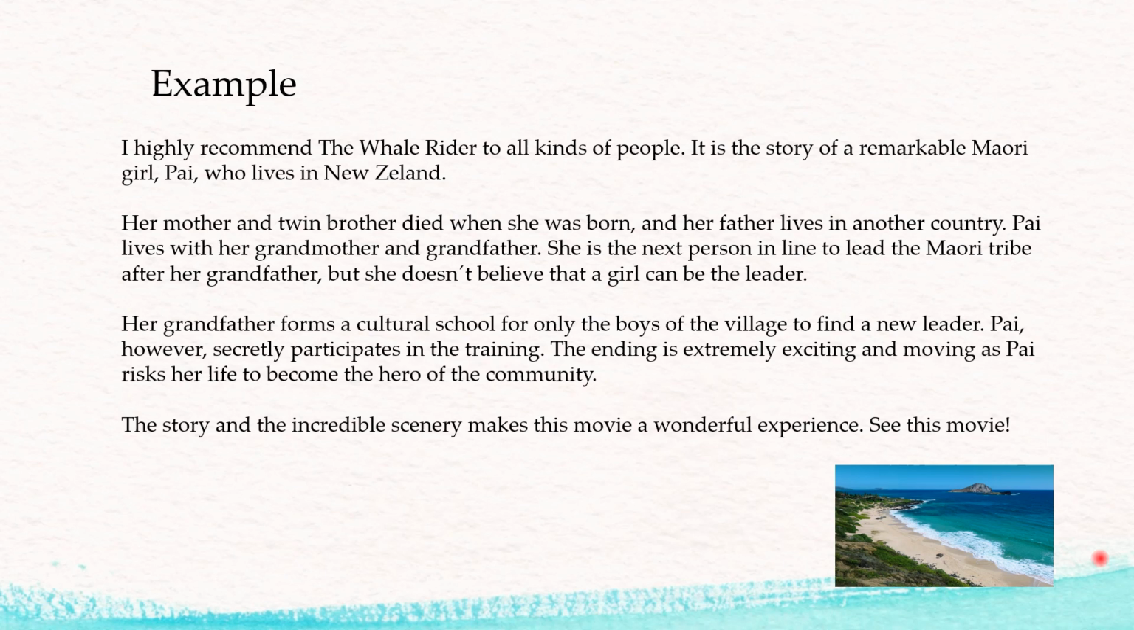So all that is happening here is the way that the steps are to be followed. Also, we have here the compare and contrast. In this case, the grandfather only specifies that his school is for boys, but there is a contrast. Why? Because Pai is a girl and she also wants to become part of the community. And at the end, they give the recommendation. In this case, it is a positive recommendation, and a sentence at the end invites people to see the movie.